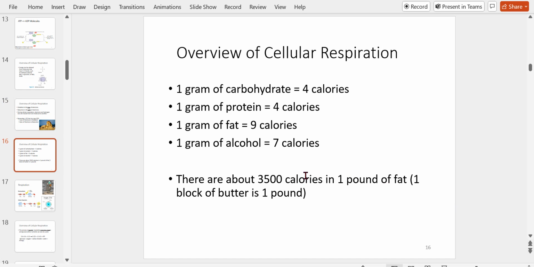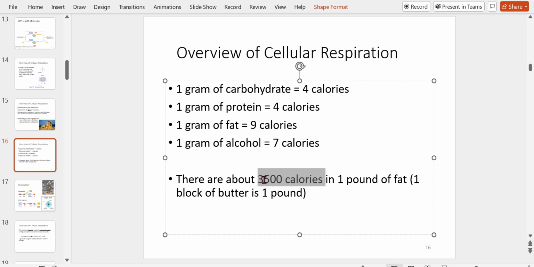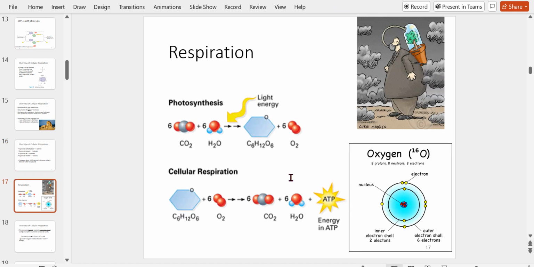So, overview of cellular respiration. 1 gram of carbohydrates gives us 4 calories. 1 gram of protein gives us 4 calories. 1 gram of fat gives us 9 calories. 1 gram of alcohol gives us 7 calories. There are about 3,500 calories in 1 pound of fat. 1 block of butter is 1 pound. So if you eat 1 pound of butter, you're eating about 3,500 calories. Oof. Ugh. Makes my skin crawl just thinking about that.